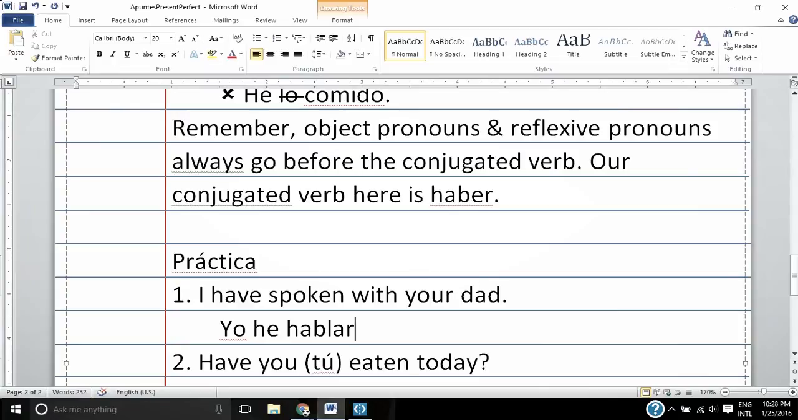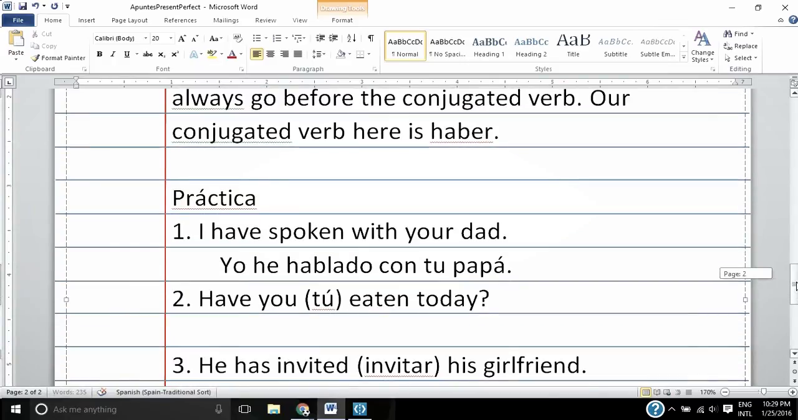And we want to change that to hablado. I have spoken. And then with your dad is con tu papá. And I want to point out, it does not matter if I'm a girl or if I'm a guy. It's going to be yo he hablado. Okay, let's do another one together.